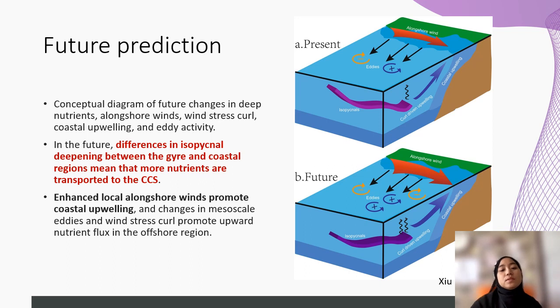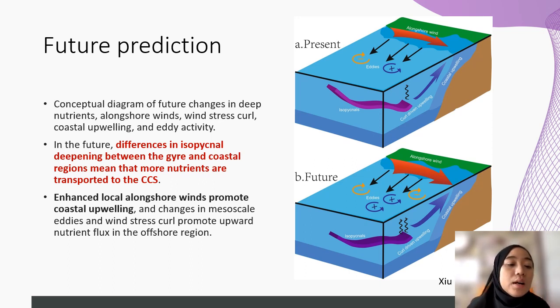So from Xiu et al. 2018, they made a schematic diagram showing present upwelling and the future prediction of upwelling. So this conceptual diagram shows future changes in deep nutrients, longshore winds, wind stress curl, coastal upwelling, and also eddy activity. So in the future, with differences in the isopycnal deepening between the gyre and the coastal regions, more nutrients are transported to the coastal area.